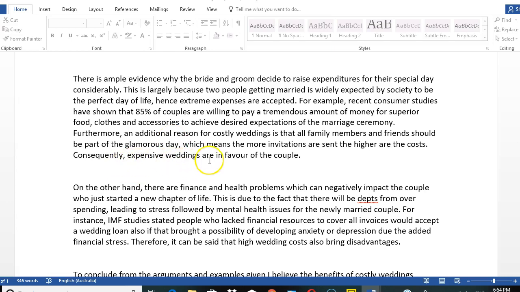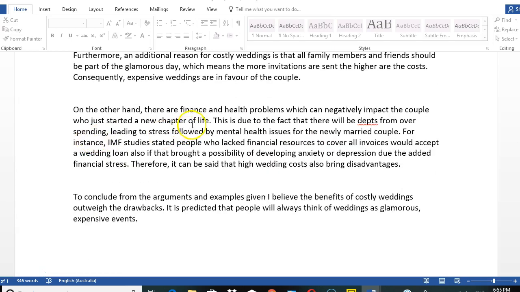Consequently, expensive weddings are in favor of the couple. Okay. On the other hand, there are finance and health problems which can negatively impact the couple who just started a new chapter of life. Finance and health problems? Do you mean that these high expenses may result in health problems? Because this again says something else.